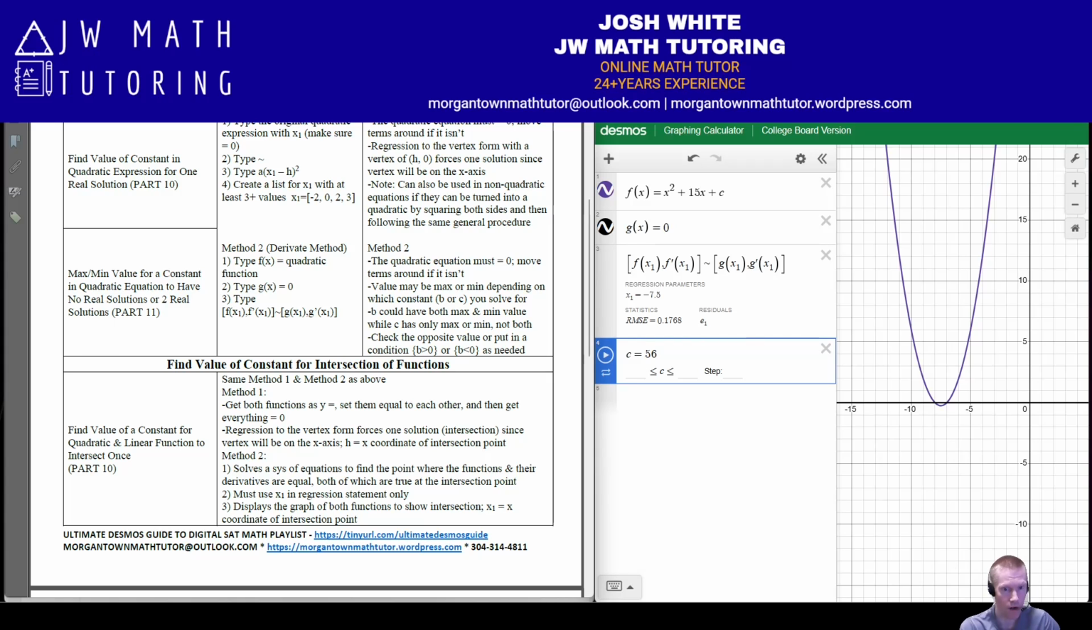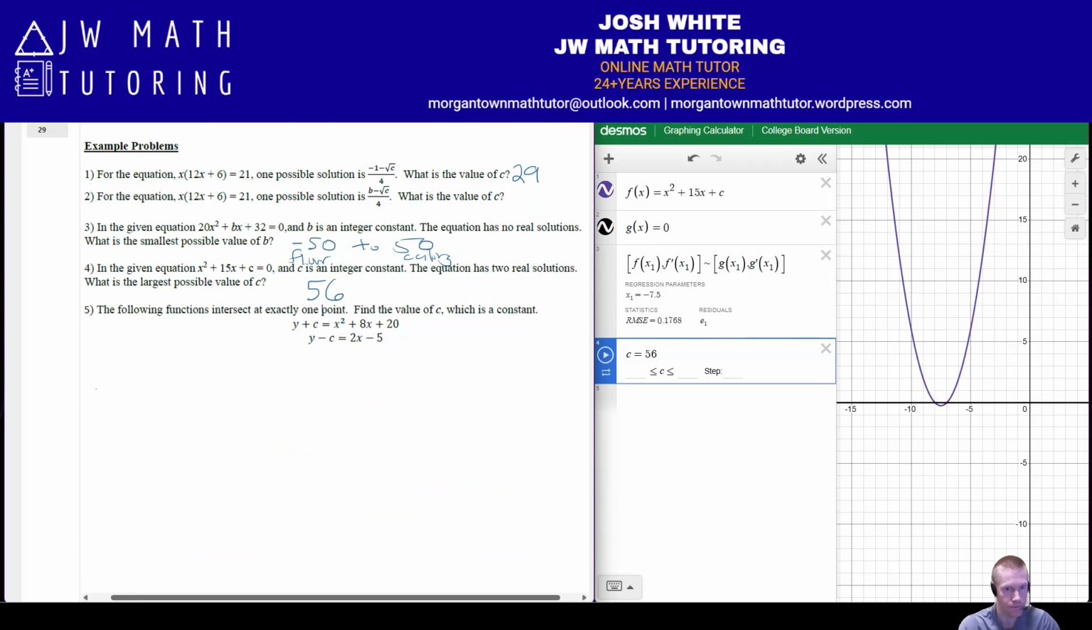All right. Whereas for method 2, the derivative method, the only work you would have to do is you would have to get the equations equal to 0. Okay? So you have to get them in like f of x or g of x form, but that's it. You don't have to do any work after that. All right, so now let's go back to our last example problem here, number 5.